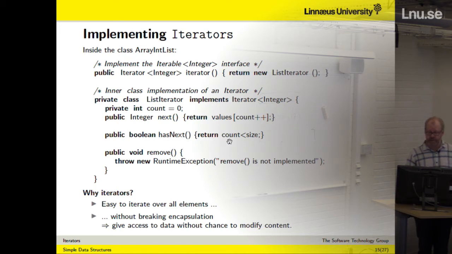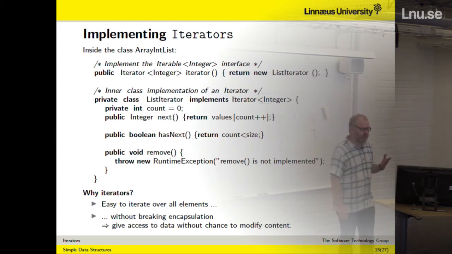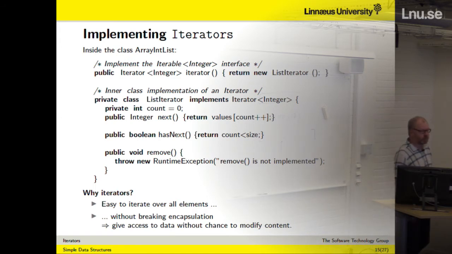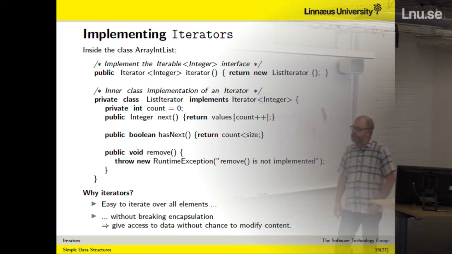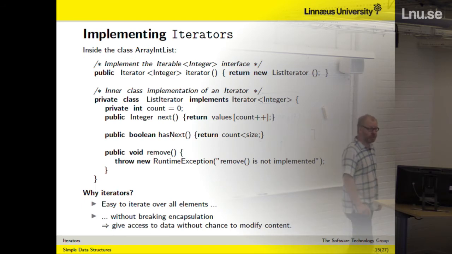Has next means as long as count is less than size, and remove is not implemented. This is common. Remove is often not implemented. You can do it if you want to, but it's not expected. This is the same approach as they have in the Java library. You can implement it, but you shouldn't expect it to work.